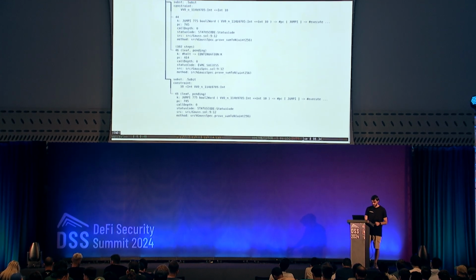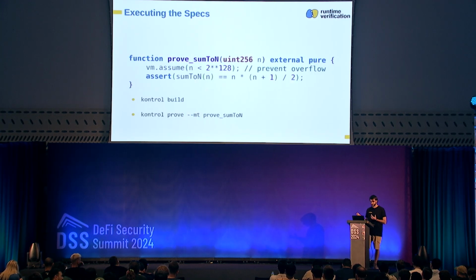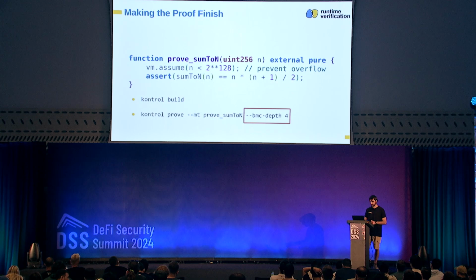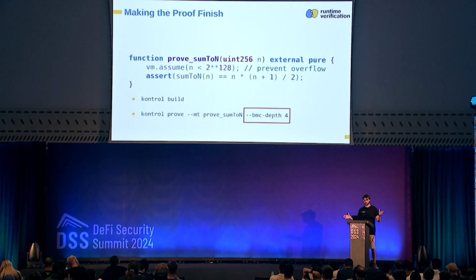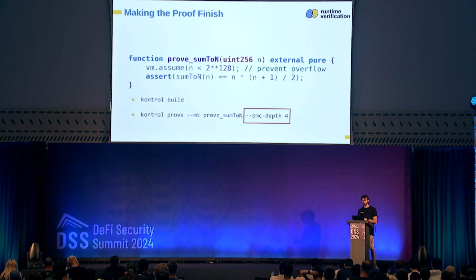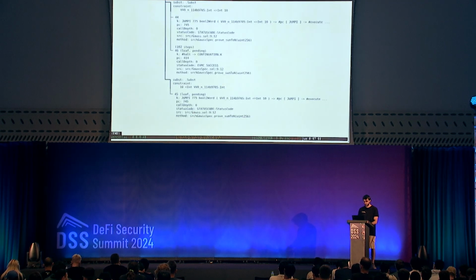And so how do we go about this? Does that mean that we cannot verify this with Kontrol? Well, luckily, we can add some BMC depth. So we can tell Kontrol, hey, at some given depth, just accept the proof. Like, I just want to execute this symbolically, and if it has worked for the first 4 iterations, let's just assume it will work for the rest, however many there could be. And so with that, it will pass.